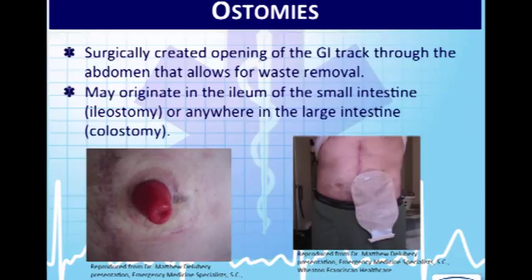But you want to look at that intestine before you transport. Does it look pink and normal? Or does it look very red, beet red, like there's an infection there? Does it look black, like the blood supply has been cut off? So you not only want to look at what is coming out of the ostomy, but you want to get your pen light and you want to try to examine what the intestine looks like in the stoma or the ostomy.